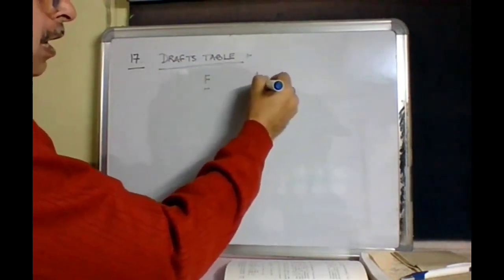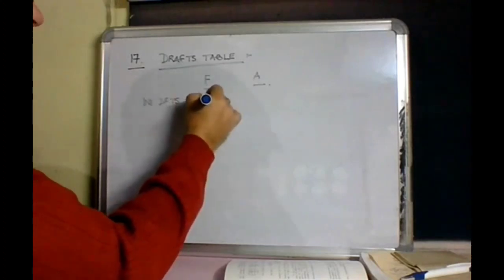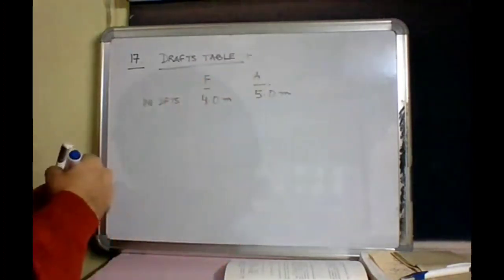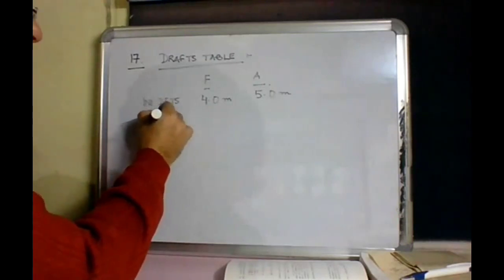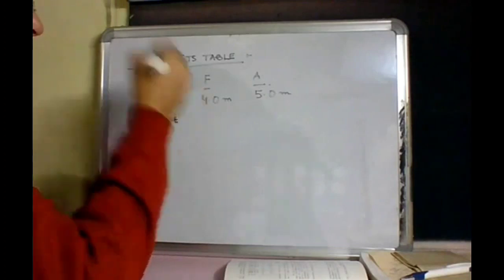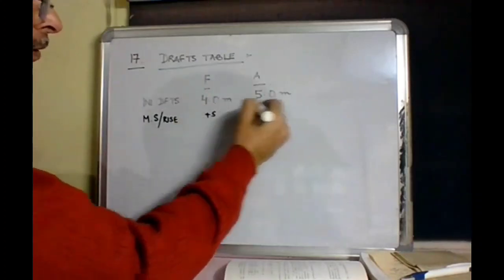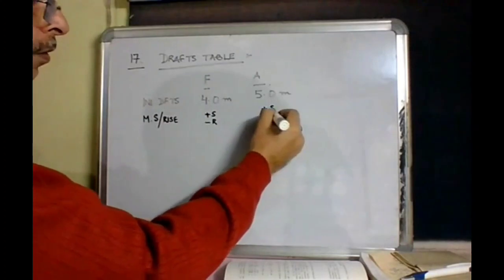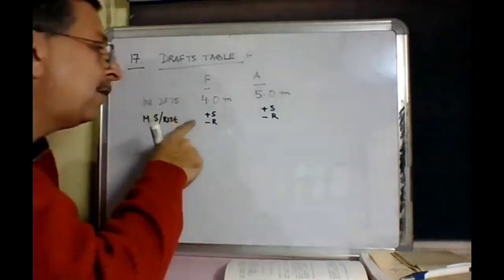Forward draft, aft draft. So we write down the initial drafts. Let's say our initial draft forward is 4 meters, aft is 5 meters. To this we apply the mean sinkage or the rise. If I'm loading, that means sinkage, so plus sinkage. If I'm discharging, minus rise. Is this okay with everyone?